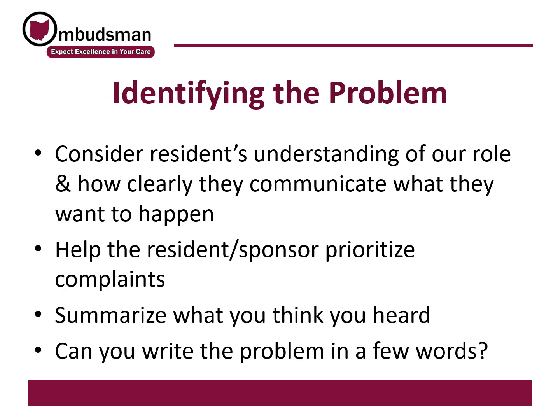During intake, you'll have to clearly identify what the problem is. The first step in this is to consider the resident's understanding of our role and whether they can clearly verbalize the problem or what they want changed. Do you need to talk to someone else, like a family member? Especially if the resident has many complaints or is having trouble explaining things, you'll need to help them prioritize those complaints. Share back with the resident what you think you heard as a summary. This can help to clarify the issue and make sure that you got it right.